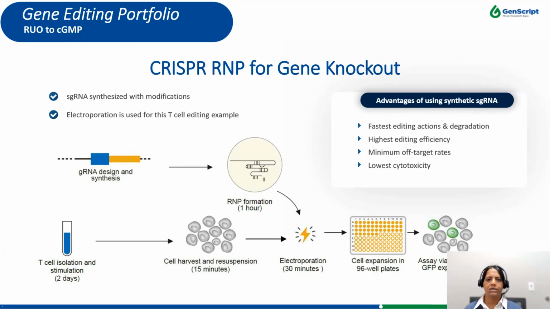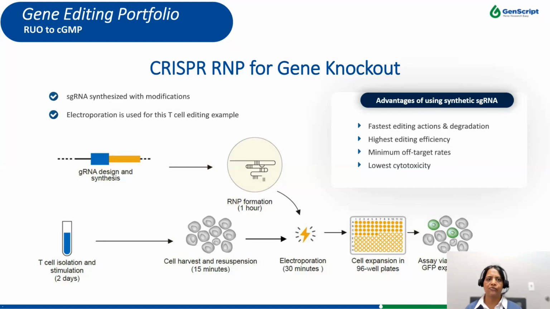Let's begin with the CRISPR RNP for gene knockout. So the process is straightforward. Chemically synthesized guide RNA is combined with the Cas protein to form the RNP complex, which is then delivered into the cell to knock out the gene. And using chemically modified single guide RNA offers several advantages. One of the key benefits is faster manufacturing, as synthetic sgRNA can be produced in just 3 business days, unlike plasmid or viral methods which take a week or more.